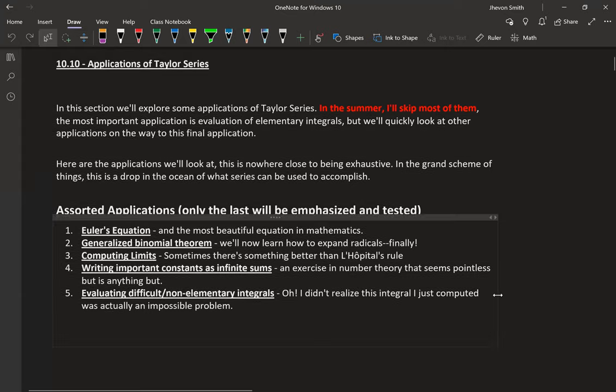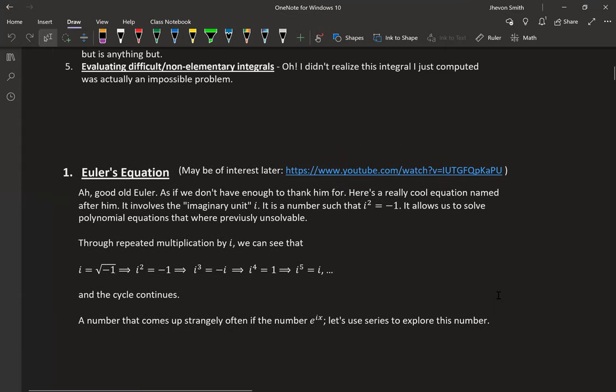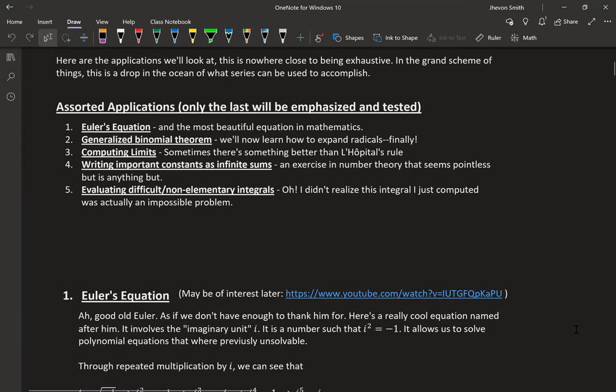First one, let's actually talk about Euler's equation a little bit, because if you're a math student, you should know what this is. You can watch this. This is just a YouTube video, a very short one about a very famous professor from Carnegie Mellon geeking out over this equation. But yeah, good old Euler, right? Euler, there's an equation that's named after him.